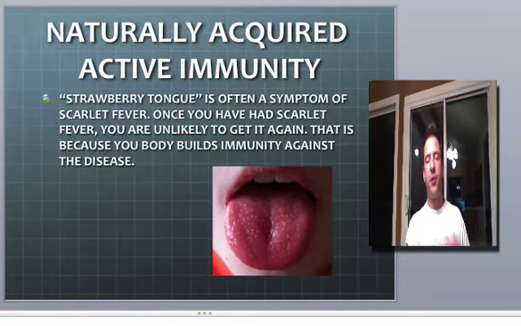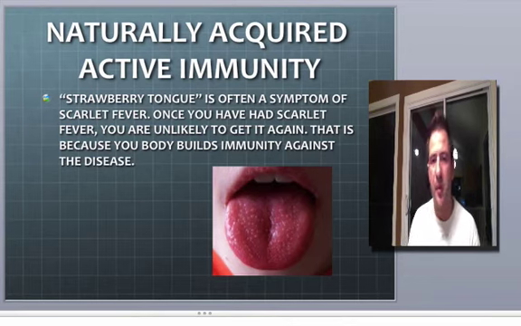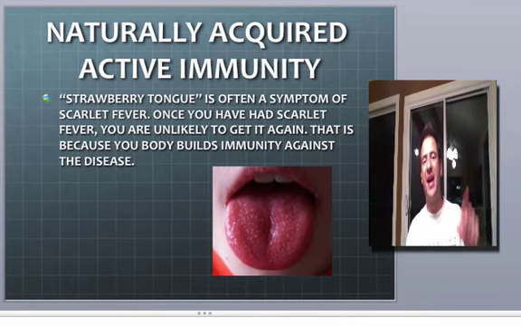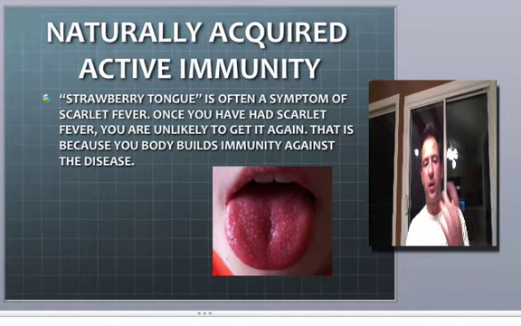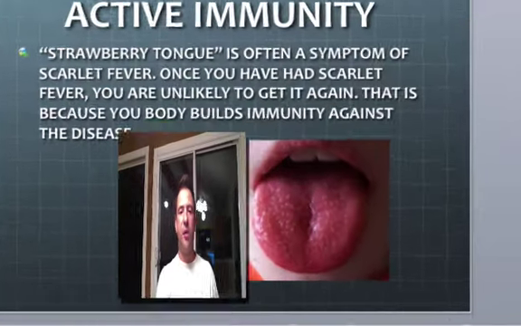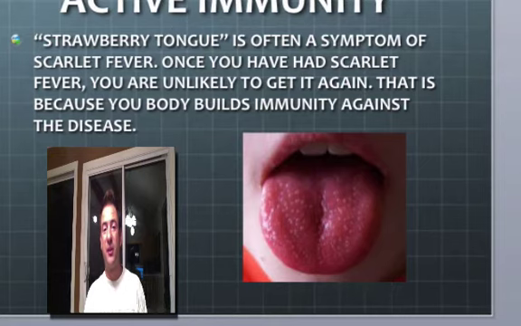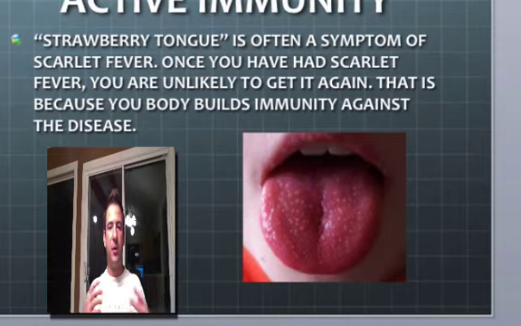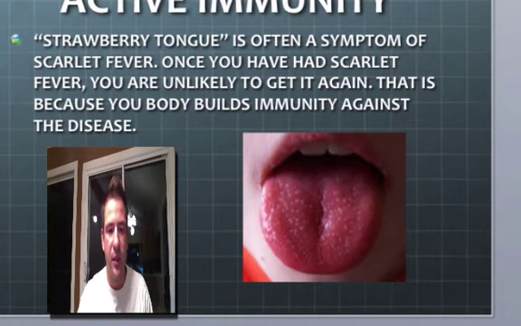But we have four things I want you to remember. These are going to be important to remember. There's naturally acquired active immunity. This is you building this up, and it's naturally acquired, it just happens. The strawberry tongue is often a symptom of scarlet fever. Once you've had scarlet fever, you're not going to get it again, because your body's going to build immunity against that disease. So that's naturally acquired active immunity. Your body naturally builds that, and it just naturally happens.